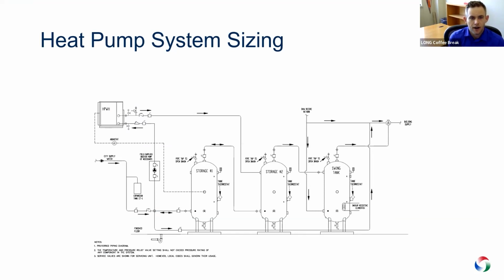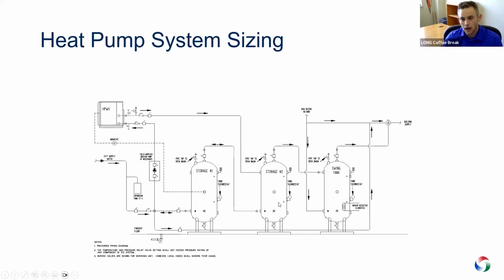This is a piping diagram for a typical heat pump water heating system. Up here, we've got the heat pump water heater. This could be air source, this could be water source, or this could be wastewater source. We have different products that do various different types of sourced heat pump water heating. And then you usually have some sort of storage tanks.